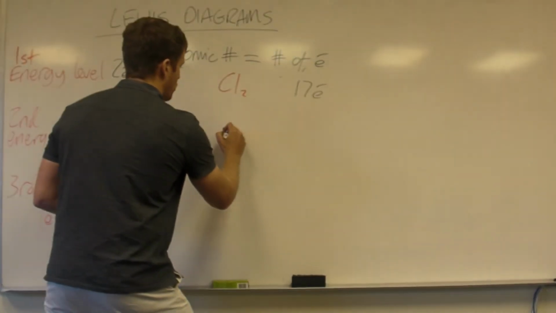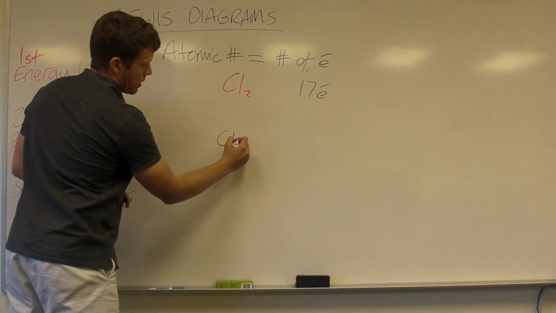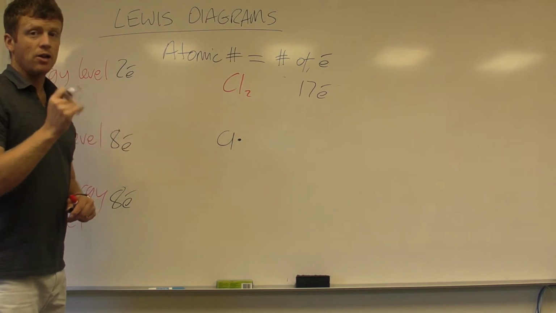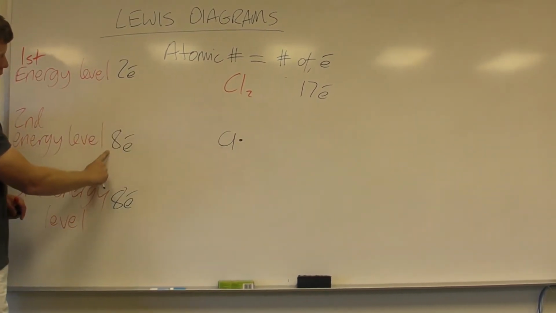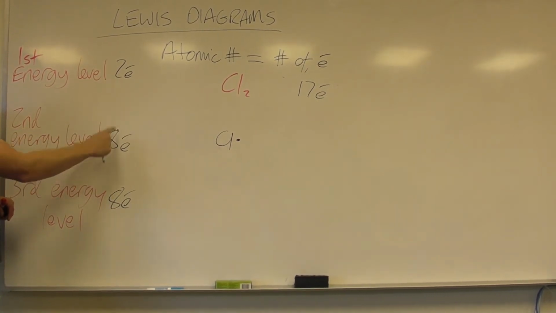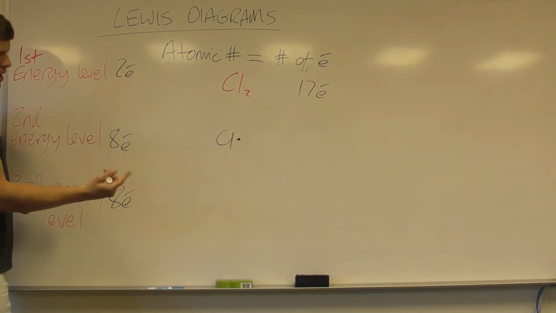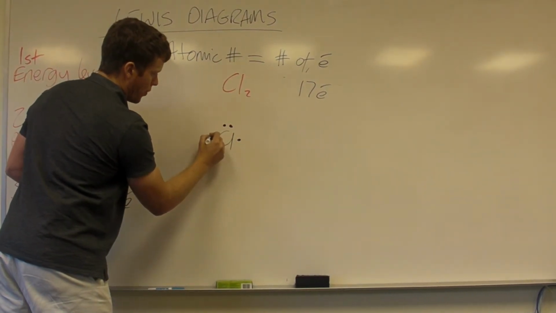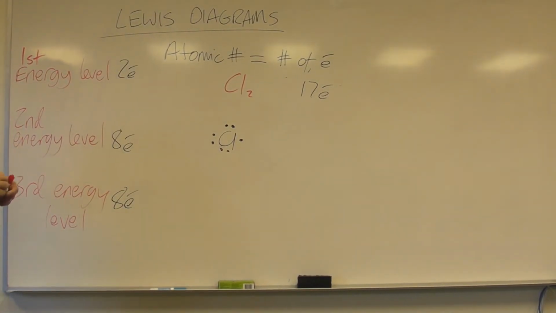So I'm going to start by drawing one chlorine in one colour. I know that I'm only dealing with the outer energy level, which has 7. This one holds 2, this one holds 8. So if you do the math, this gives you 10. 17 minus 10 is 7. So this first chlorine has 7 electrons in its outer energy level.